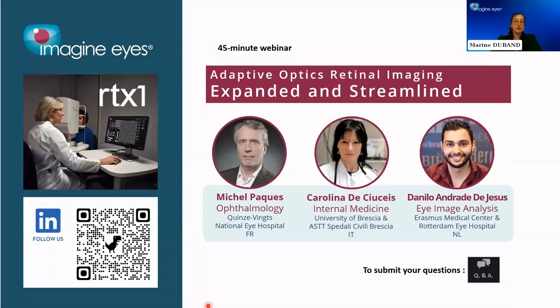Today we will talk about new capabilities for examining the retina at the cellular and microvascular scale. Indeed, we are introducing new features in our RTX-1 AO camera, and these features expand its use into novel exploration of retinal structure and function, and other features also streamline the imaging procedures for adaptive optics in clinical studies.